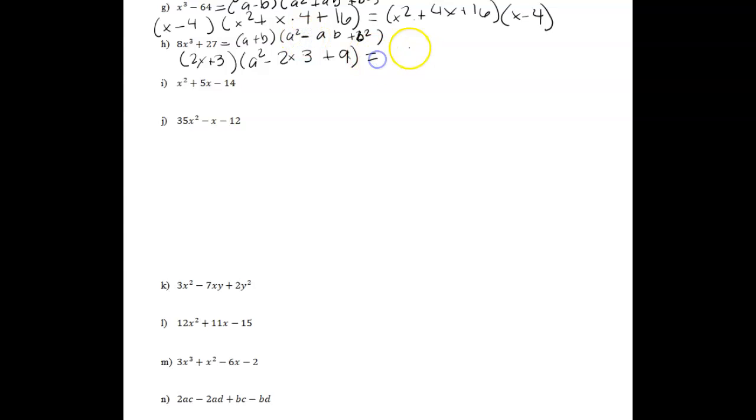So all in all, I should get 2x plus 3 times quantity of a squared, which is 4x squared, and then minus 6x plus 9. Like I said, I think I'm going to have to go back and reword some things because this form is a lot more helpful. Yeah, a was definitely 2x, so that should have been a 4x squared here. And it's alright.